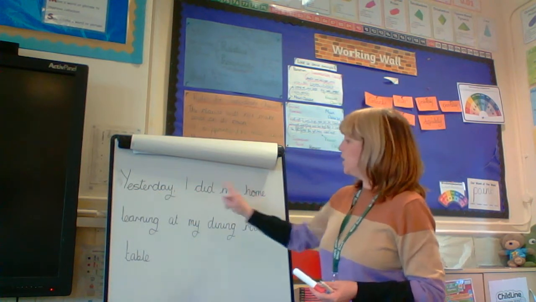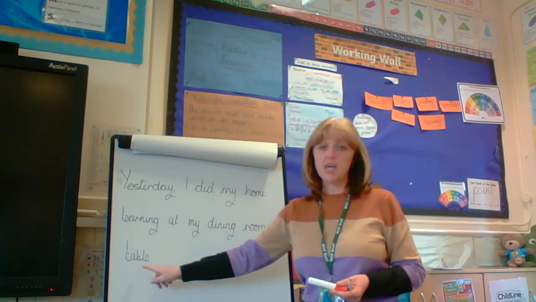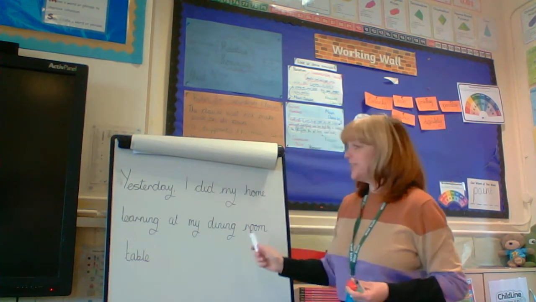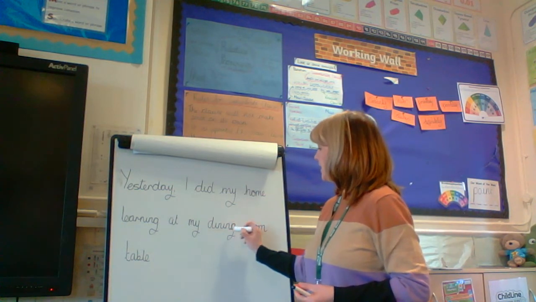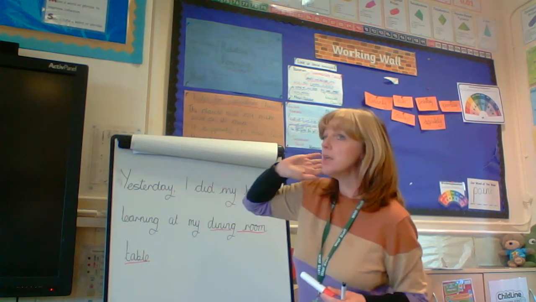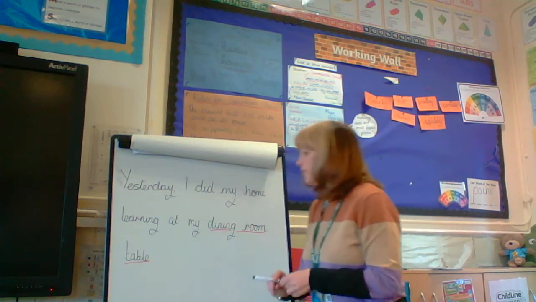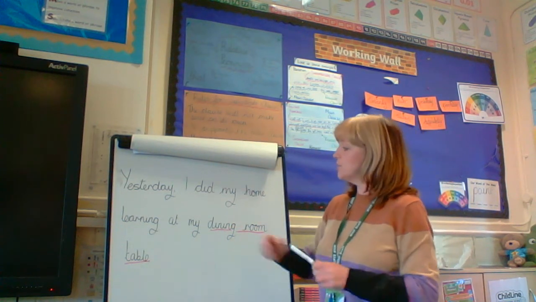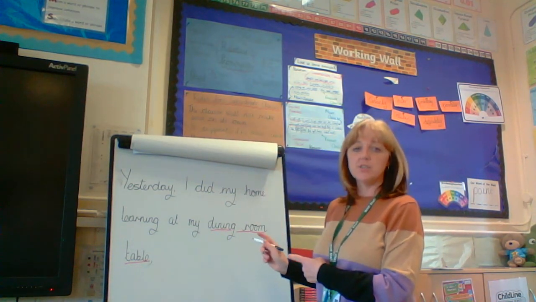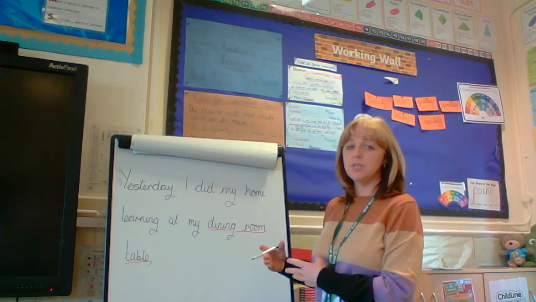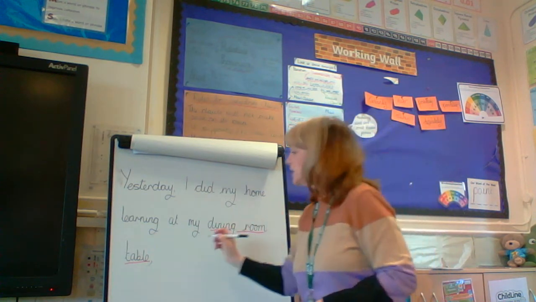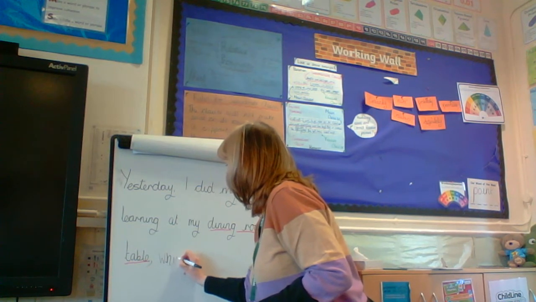For example, this is what I did yesterday. Yesterday, I did my home learning at my dining room table. Remember, a relative clause gives information about a noun. The noun in this sentence is dining room table, because a noun is a naming word. So my relative clause is going to be about the dining room table. I'm going to put a comma there. It's an object. Who remembers what relative pronoun you use if you are referring to an object? The pronoun you would use is which.